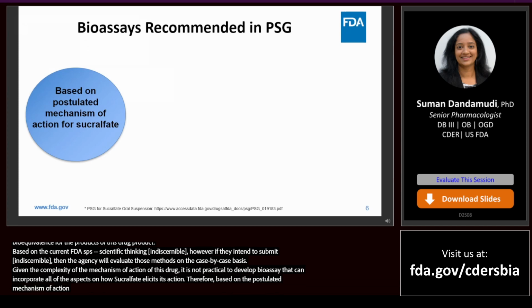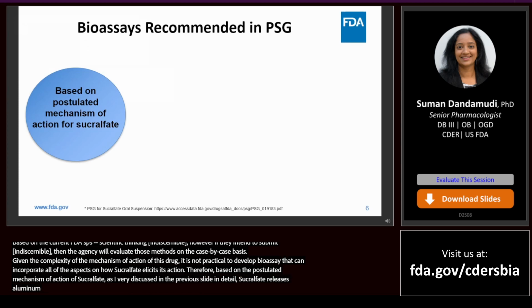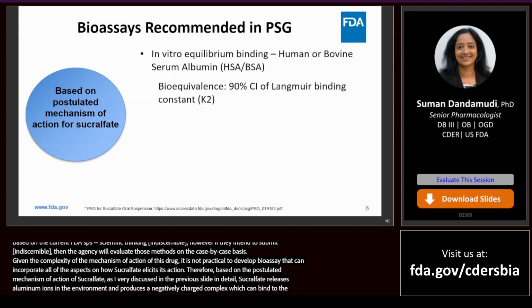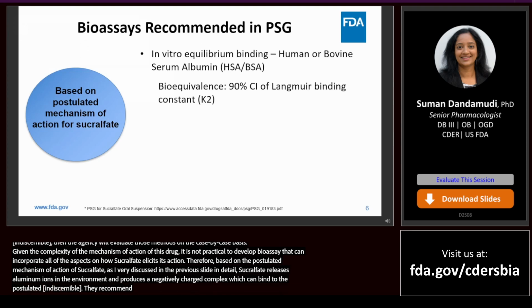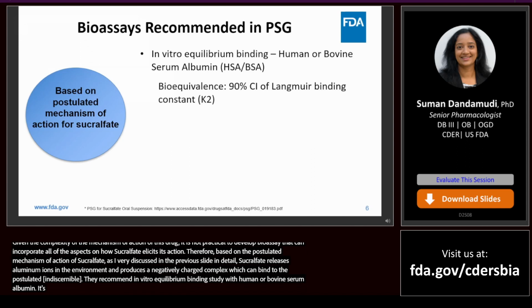As I have discussed in the previous slide in detail, sucralfate releases aluminum ions in the acidic environment and produces a negatively charged complex which can tightly bind to the positively charged proteins such as albumin on the ulcer site. So based on this, the PSG recommends in vitro equilibrium binding study with human or bovine serum albumin. The bioequivalence is based on 90% confidence intervals of the Langmuir constant K2 value being within 80 to 120%.